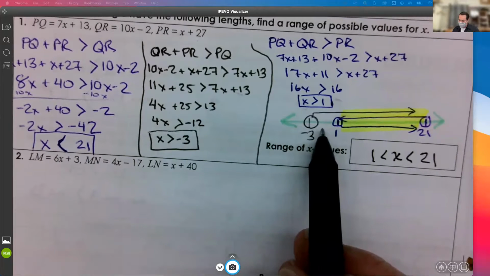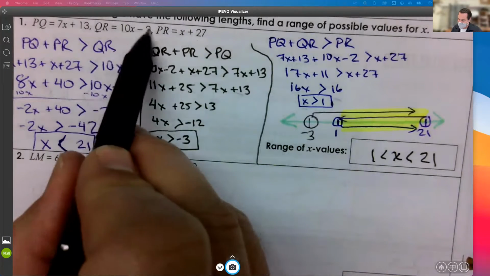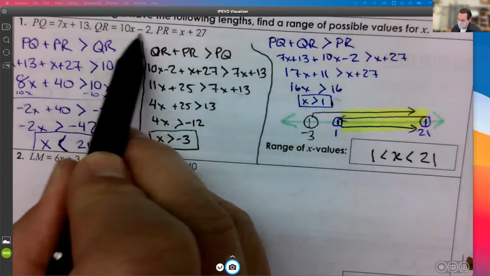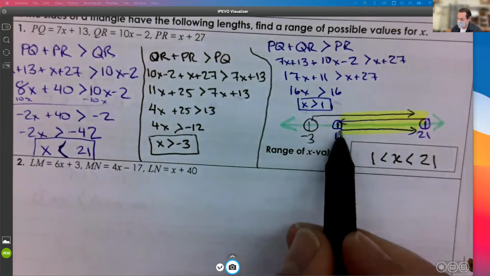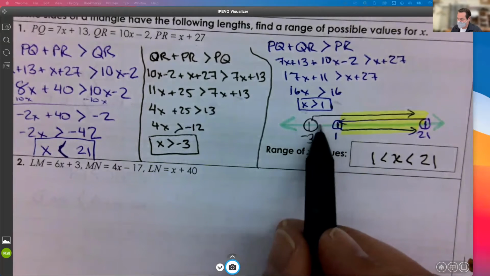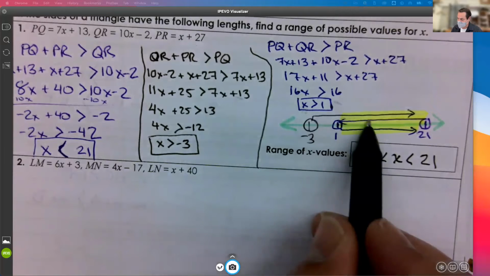Well, if it's negative 2, what ends up happening is QR ends up being a negative number. Which doesn't make sense. So all you do is you look for where all of them are true. Negative 3 is true here, but the answer of 1 is not. So this doesn't count. It's only in here.